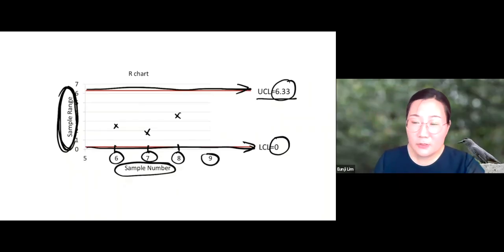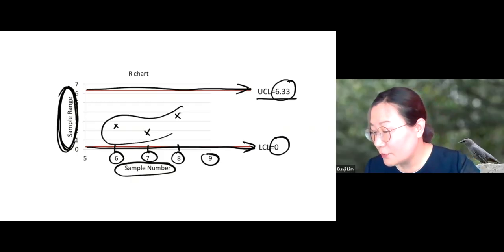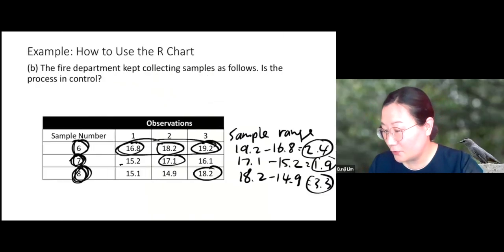Now we can make a conclusion. Is this process in control or out of control? Since all the sample ranges are within the limits, we can say the process is in control.